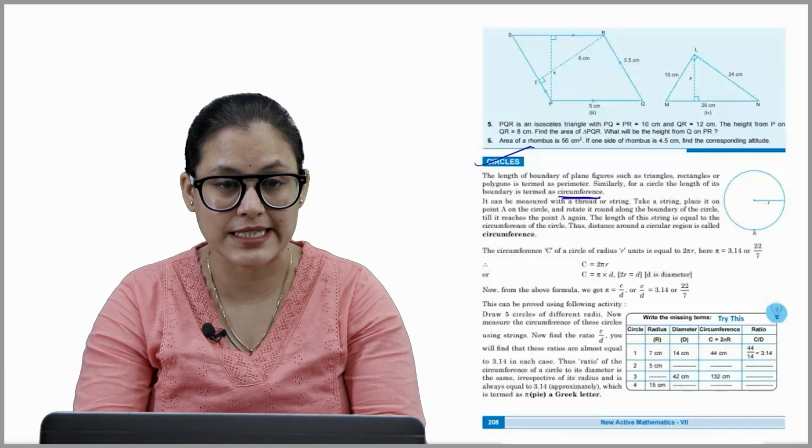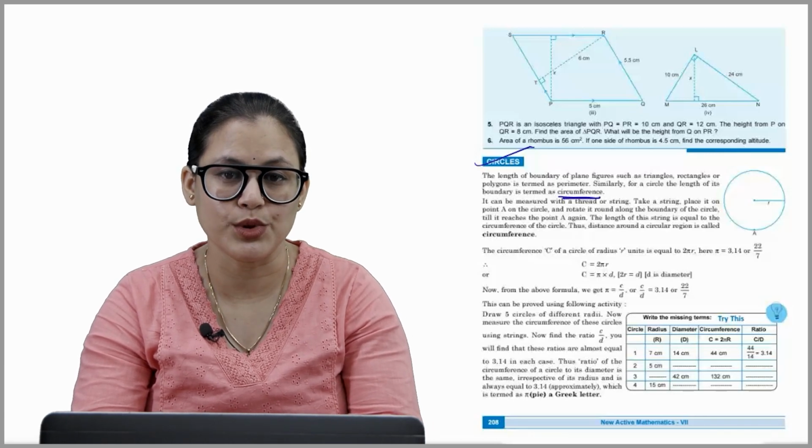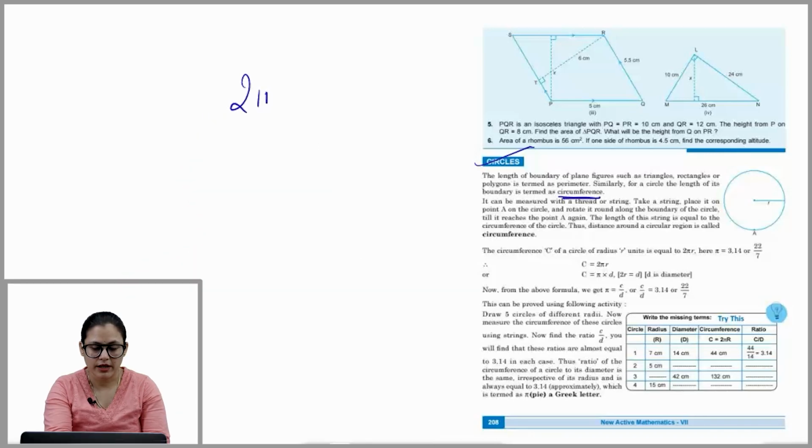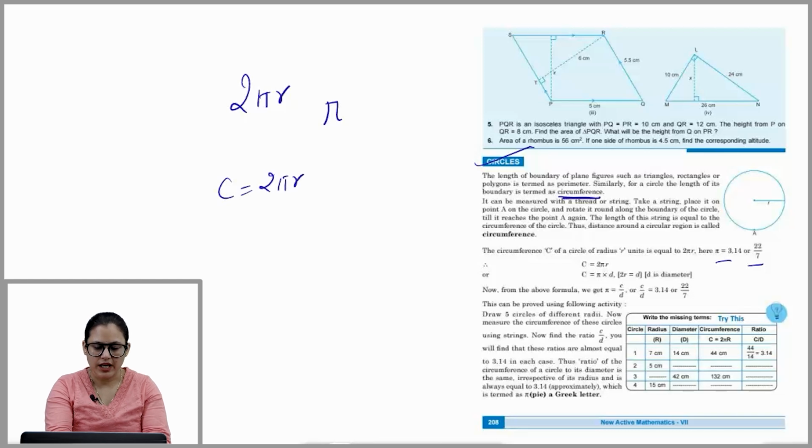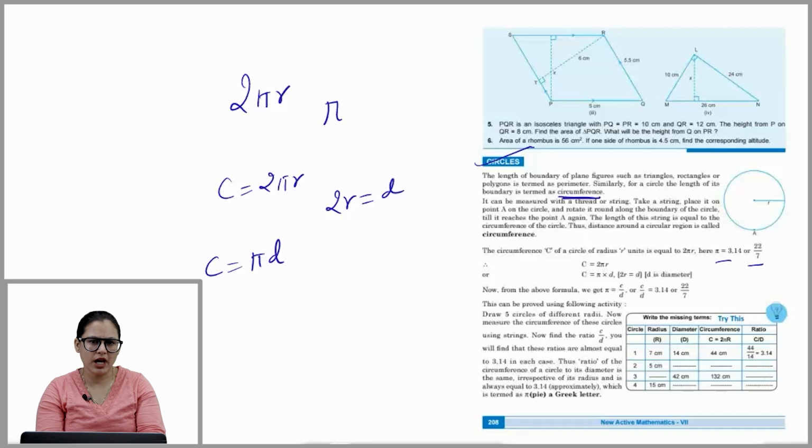The circumference C of a circle of radius r units equals 2 pi r. See, this is pi, where the value of pi is 3.14 or 22 by 7. See, circumference is 2 pi r, and you know 2r is equals to diameter, so we can also write it as pi d. Now from the above formula we get pi is equals to C by d, that is circumference by diameter. This can be proved using the following activity.